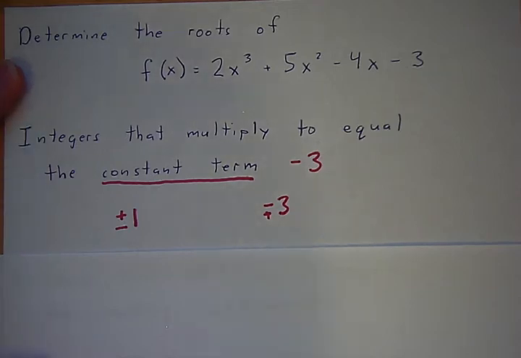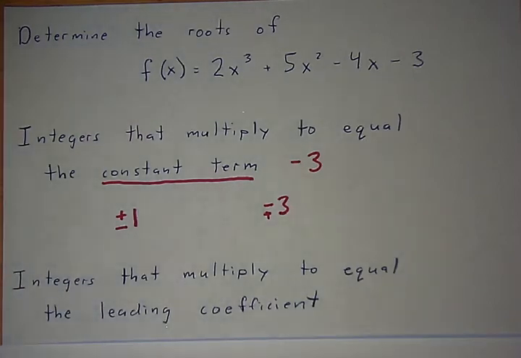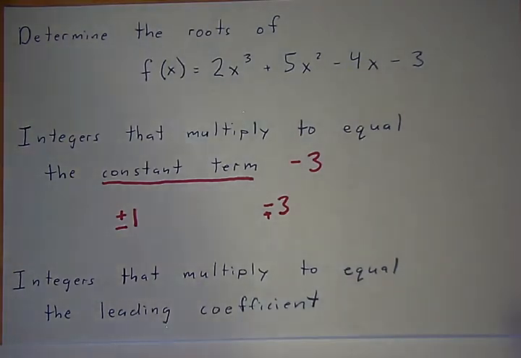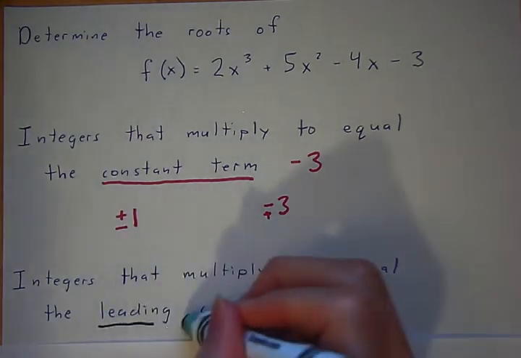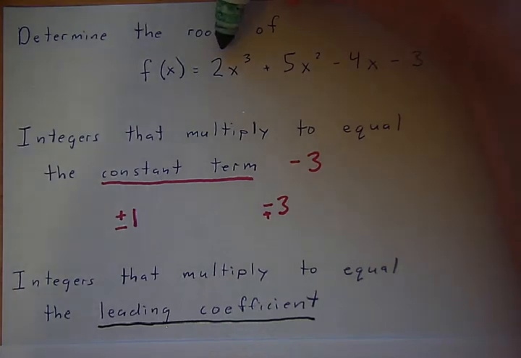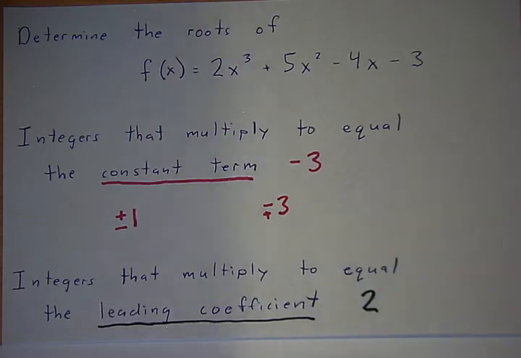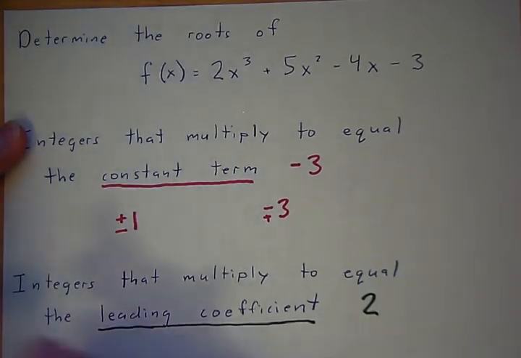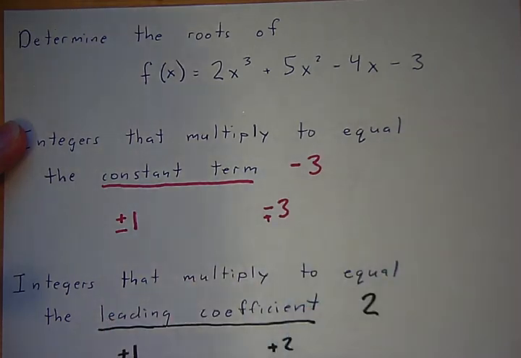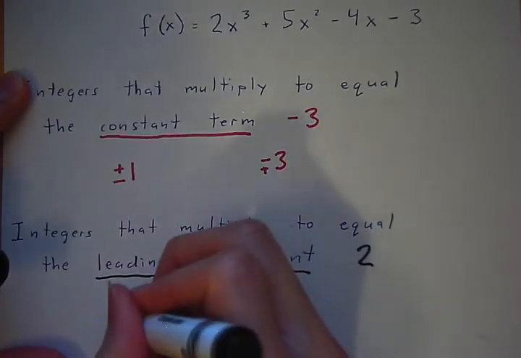Okay, so next, what integers multiply to equal our leading coefficient? Leading coefficient is the coefficient next to our leading term, or next to the x with the biggest exponent. So here our leading coefficient is 2. What numbers multiplied equal 2? Well, positive 1 times positive 2, or negative 1 times negative 2.